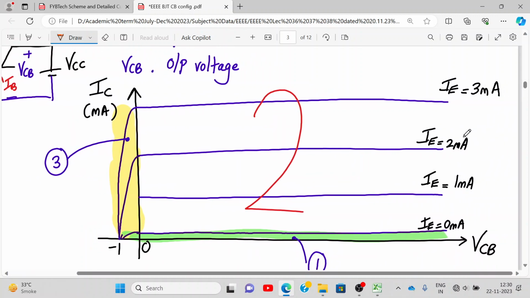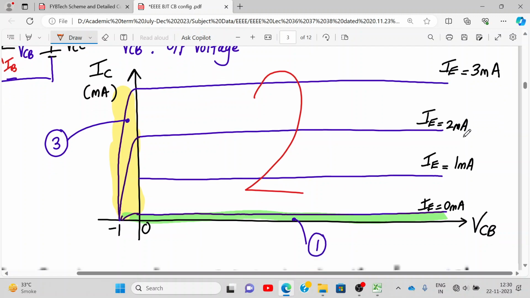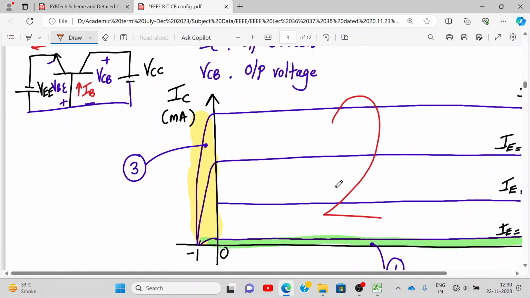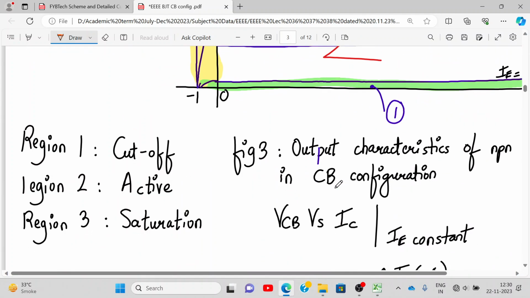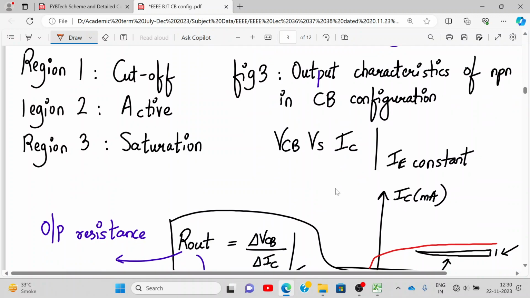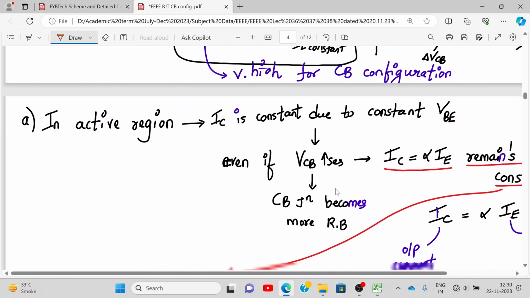All right. So this you have already drawn. Only thing is you didn't know that BJT can be distinguished in these characteristics in 3 regions. So green is cutoff, yellow is saturation, and wherever I've written 2 is my entire active region. Now I have to explain you why this characteristics is so. So region number 1 is cutoff, region number 2 is active, and region number 3 is saturation.